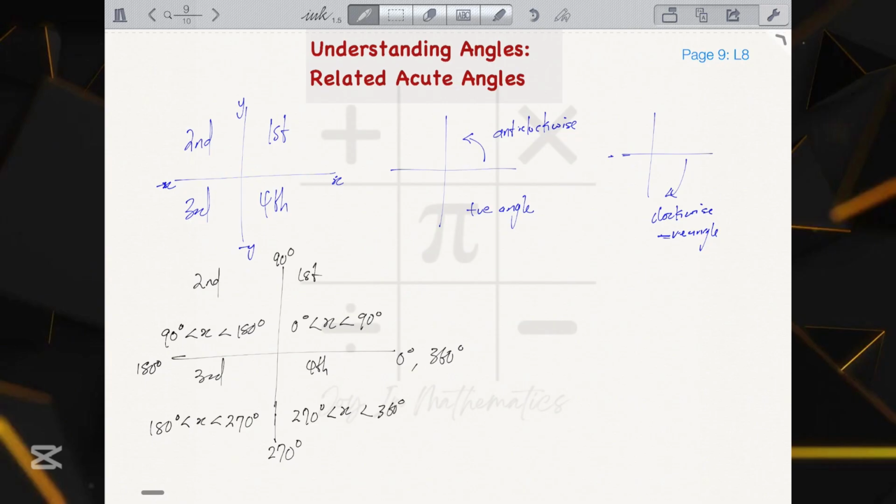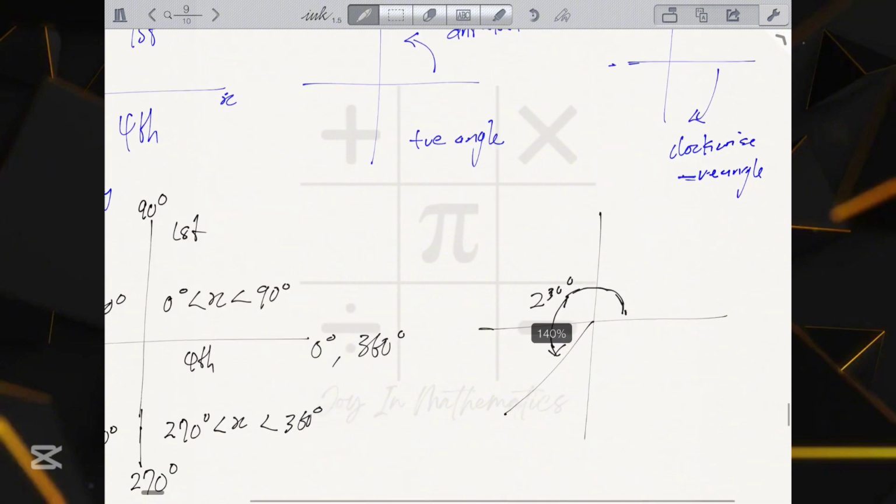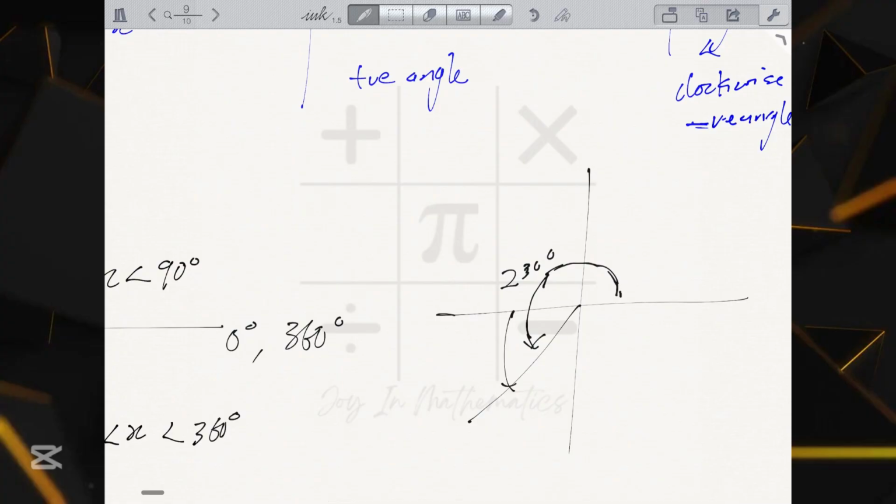Now, we want to look at related acute angles. Acute angles are angles that are less than 90 degrees. So this is our goal. Whatever angle we have, let's say we have 230 degrees, we understand that it is a positive angle, starting from the positive x-axis in the anti-clockwise direction to give us 230 degrees. We want to know what will be the related acute angle.